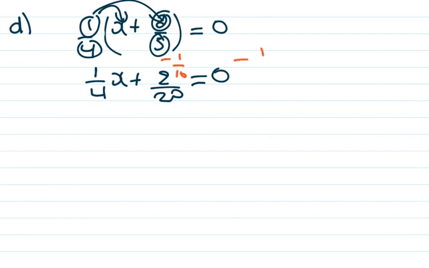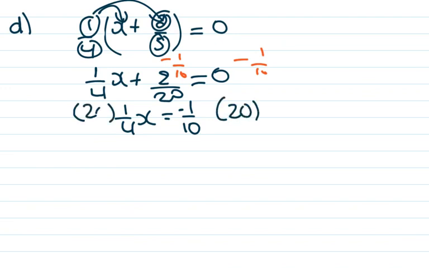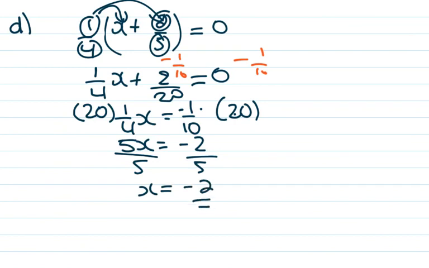So I'm going to subtract 1/10 from both sides. 1/4 x equals negative 1/10. In order to get rid of these fractions, I would use a common denominator, which could be 20. So this would be 20 times 1 divided by 4. So 20 divided by 4 is 5x equals 1 times 20 divided by 10 is 2. So it would be negative 2. Divide both sides by 5, and x equals negative 2/5.